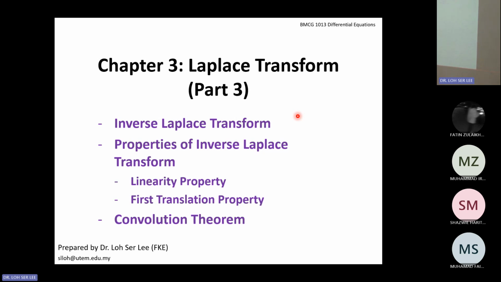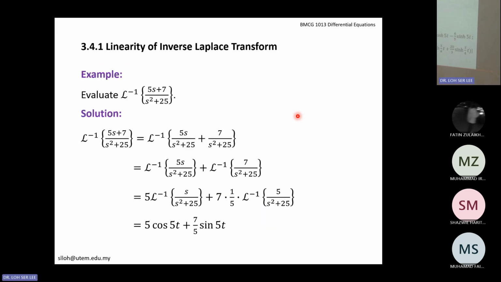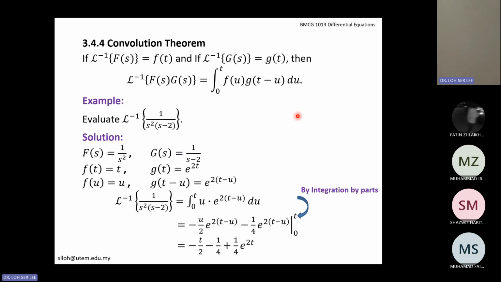Okay, so today we continue this one. Okay, the convolution theorem. We start the class now.